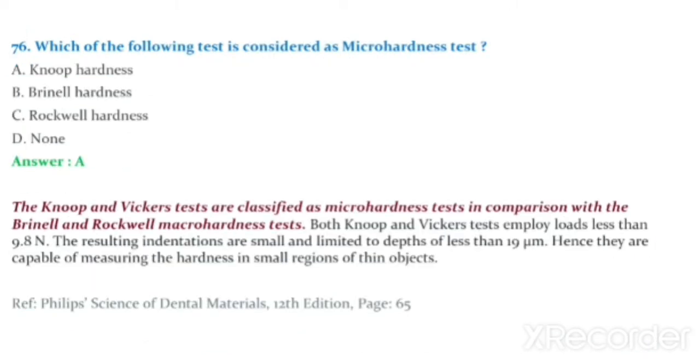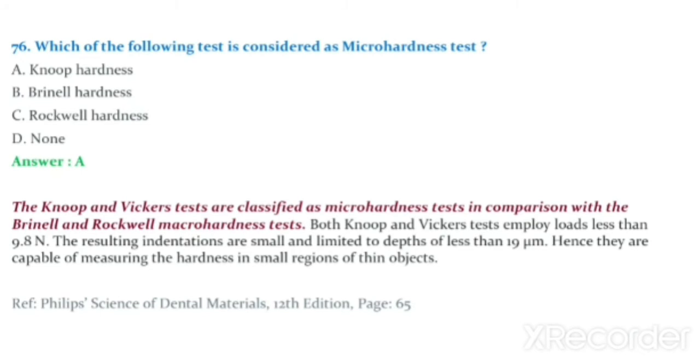Question number 76. Which of the following test is considered as a micro hardness test? Option A, Knoop hardness. Option B, Brinell hardness. Option C, Rockwell hardness. Option D, none. The answer is option A. Knoop hardness is considered as micro hardness test.